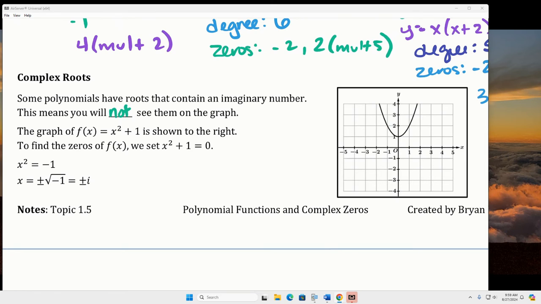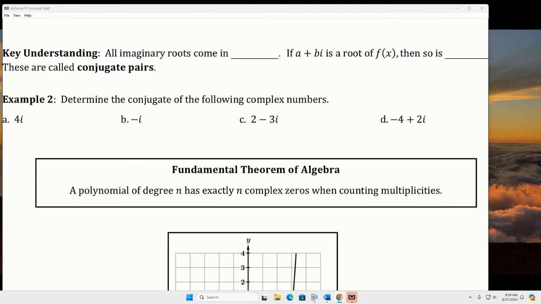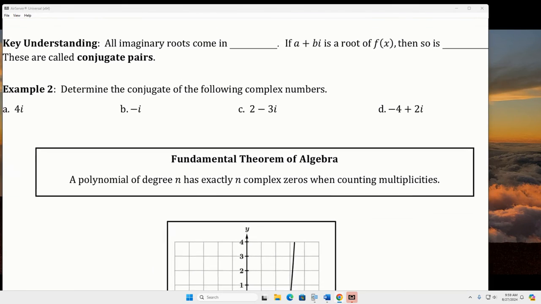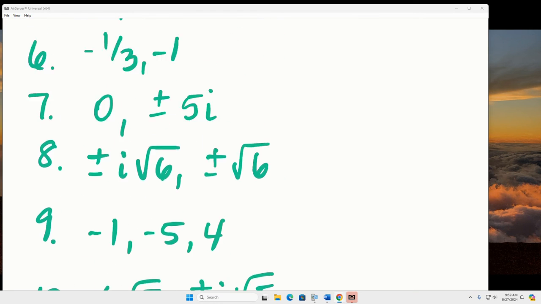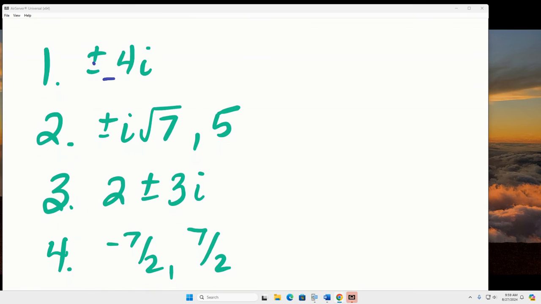X squared plus 1 doesn't ever cross the x-axis because its zeros are imaginary. And so if we figured it out by setting it equal to 0 and taking the square root, we would know we get imaginary zeros from yesterday. All right, are you good? Are you sure? Okay, I'm pulling up the answers from yesterday, and this is going to help us with the next part.